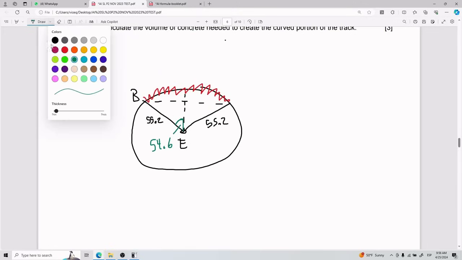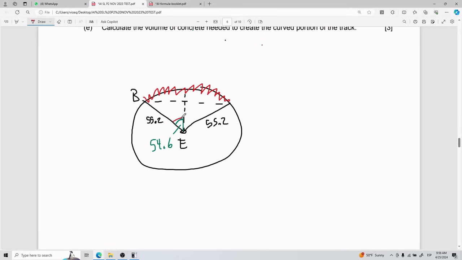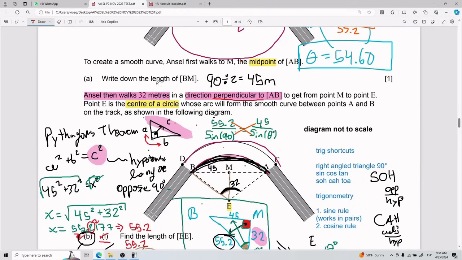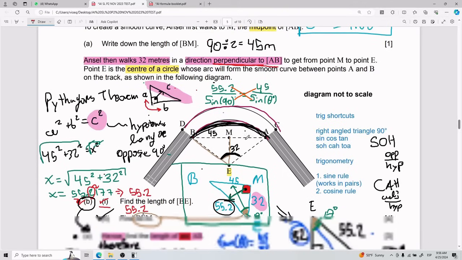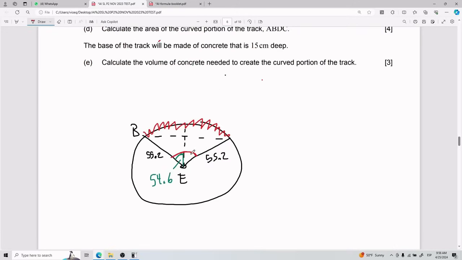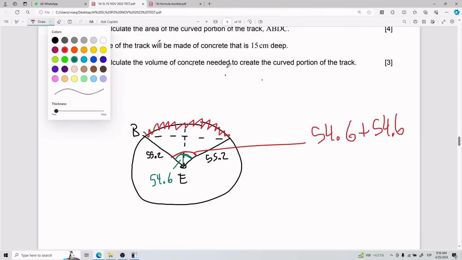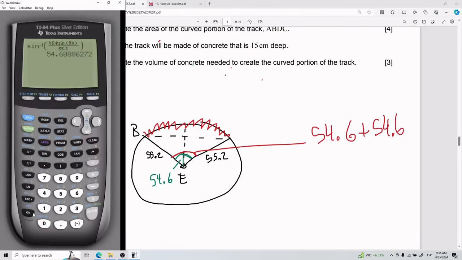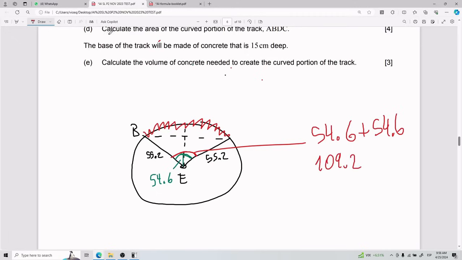And so the length of the arc that you're trying to find, that's in red, means that you need this whole angle. From here, it's pretty standard because Ansel walked in a direction perpendicular to AB. That means that these triangles are pretty much perfectly the same, okay? And so this angle in red is actually going to be 54.6 plus 54.6 because technically this green angle here is the same one. And so the big angle in red, which is what we want, is 54.6 plus 54.6. So the angle in red is 109.2.